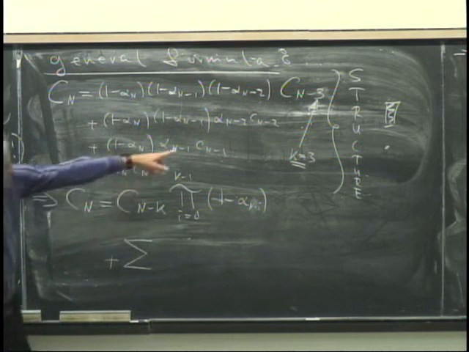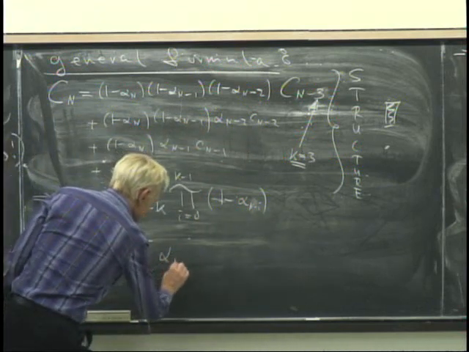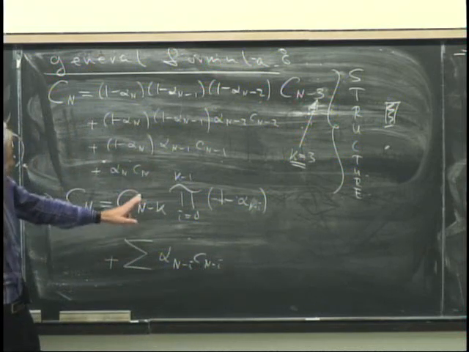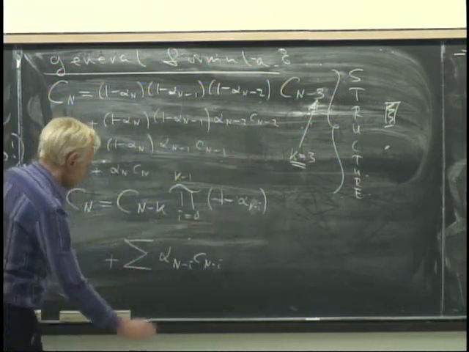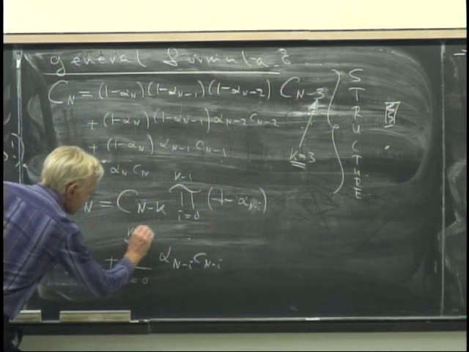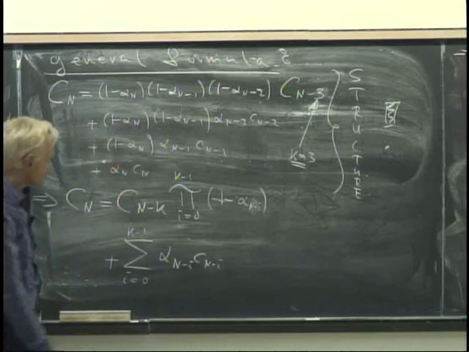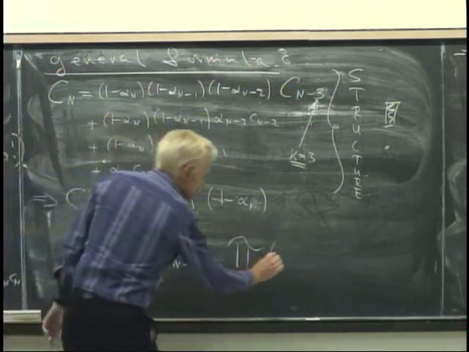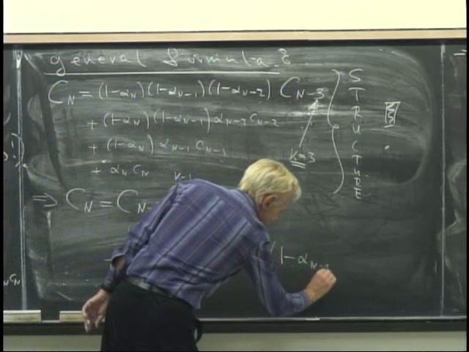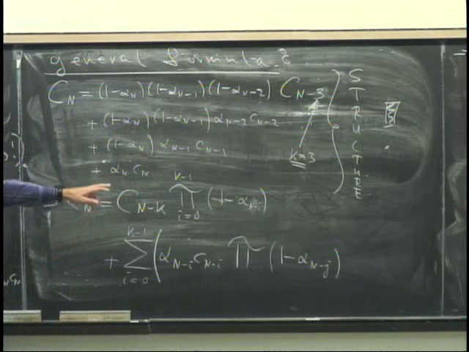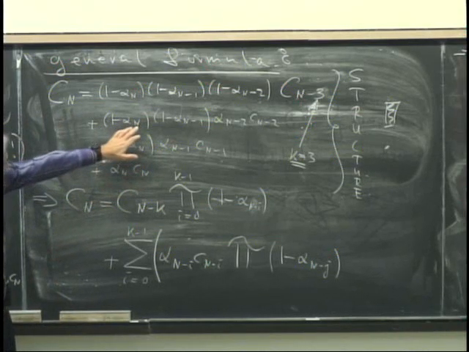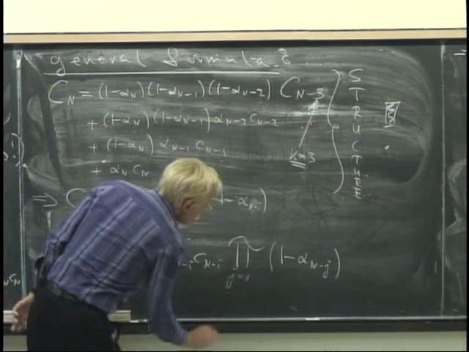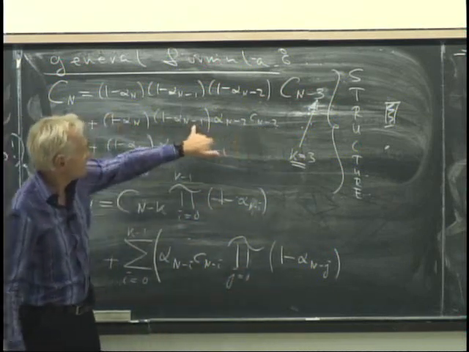All right, so now what is the sum? The sum has these terms: alpha n minus i times scalars Cn minus i. How does i go? I goes from 0, 1, 2, and 2 is k minus 1. So i goes from 0 to k minus 1. And then there are certain products in front of it. The products are, again, certain 1 minus alpha terms, 1 minus alpha n minus j. And we have to figure out how j is running now. So j is running from 0 up to i minus 1.